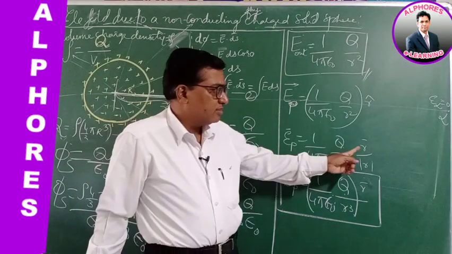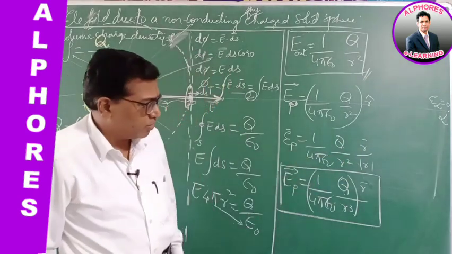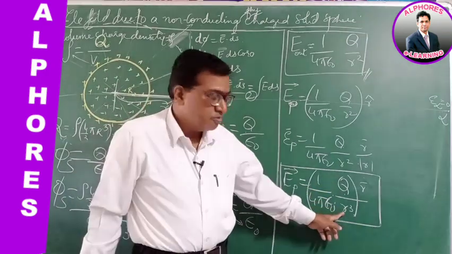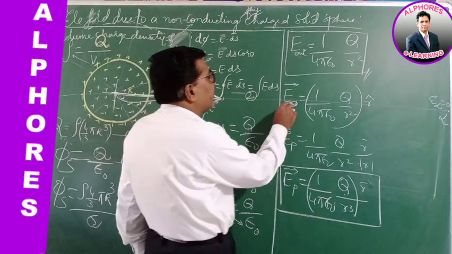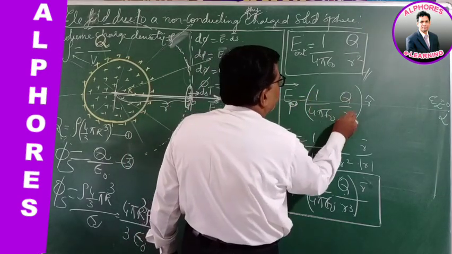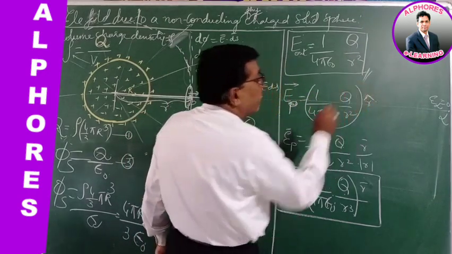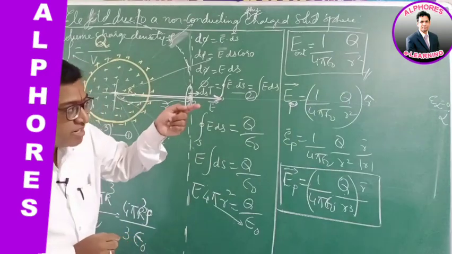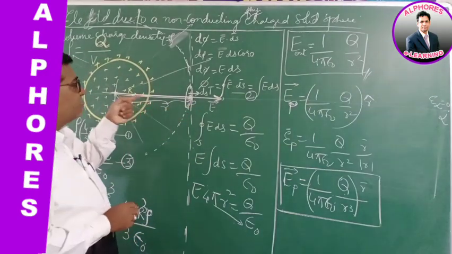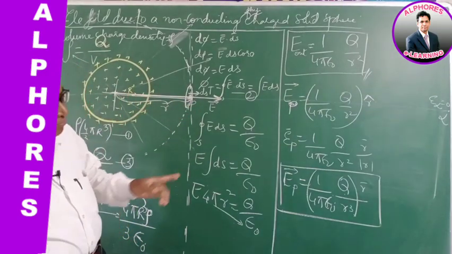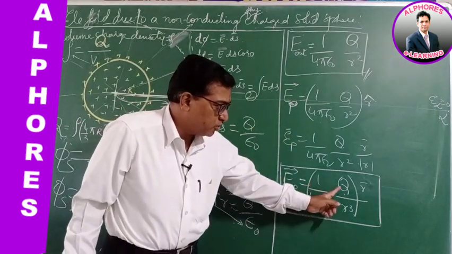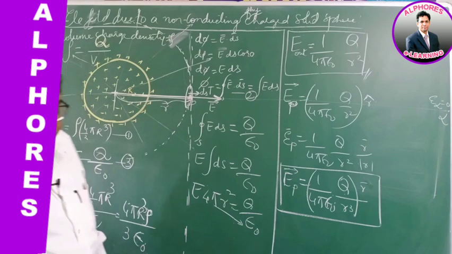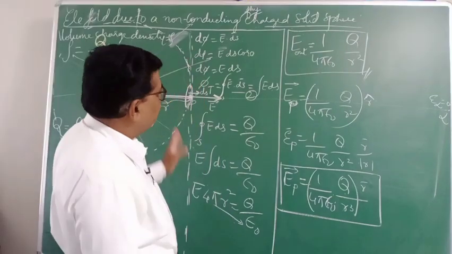In vector form, the electric field is 1 by 4 pi epsilon naught Q by r square r cap. The unit vector of the radius vector gives the direction, because the electric field is along the direction of the radius vector. So it is r cap. So finally, 1 by 4 pi epsilon naught Q by r cube r bar. That is the electric field due to the solid sphere.